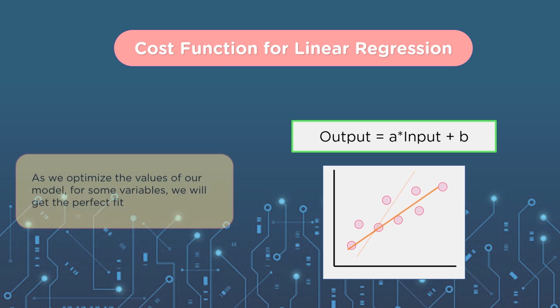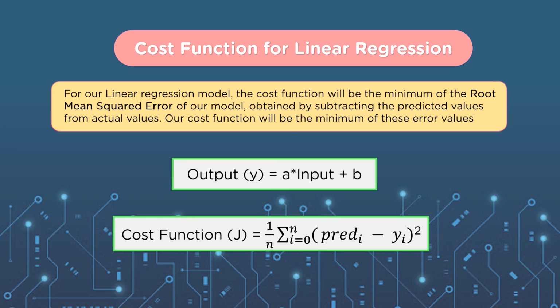And as we optimize the values of our model, for some variables, we will get the perfect fit. For our linear regression model, the cost function will be the minimum of the root mean squared error of our model, obtained by subtracting the predicted values from our actual values. Our cost function will be the minimum of these error values. And you can see we have our output y equals a times input x, plus b. And in this case, they just went ahead and left it as output.